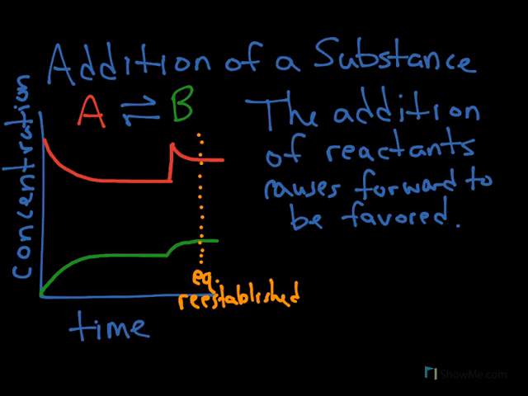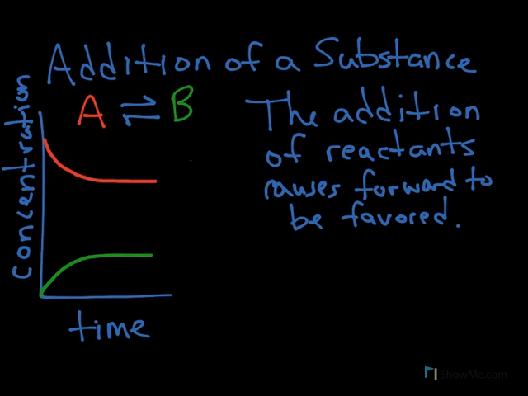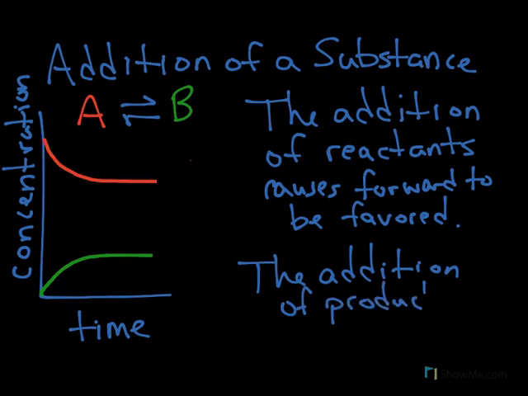Now you can imagine this in the reverse direction. What if instead of adding reactants, there was an addition of products? Well, that means now I've disrupted the equilibrium, but I've increased the concentration of B here. So the vertical increase will be right here on B, but now there's too much B. So this reaction is going to work to use up that B, which means the addition of these products causes the reverse reaction to be favored.